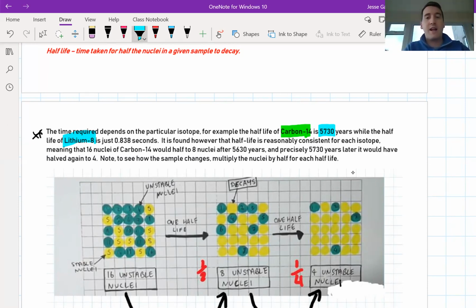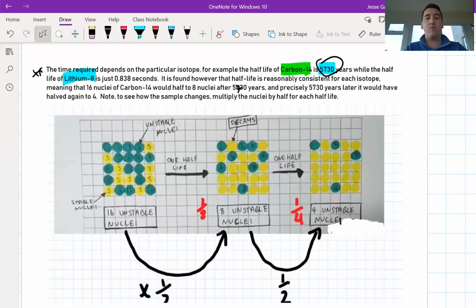It is found that half-life is reasonably consistent for each isotope, meaning that 16 nuclei of carbon-14 would halve to 8 nuclei after, and sorry, there's a typo here, this should be 5,730, the same as it was up here. So 16 nuclei of carbon-14 would halve to 8 nuclei after exactly that many years, and precisely 5,730 years later, it would have halved again to 4 unstable nuclei. Again, that's just a recap on what we did in the example.